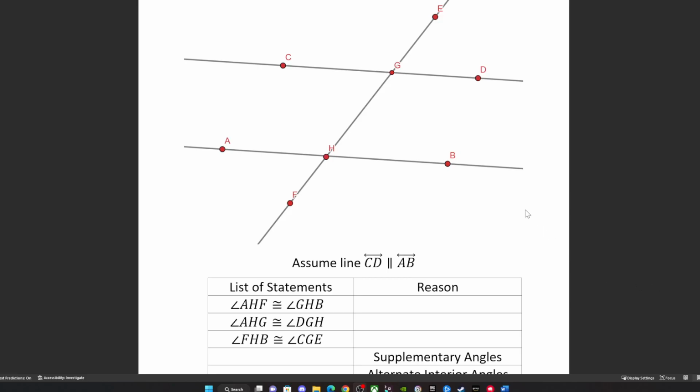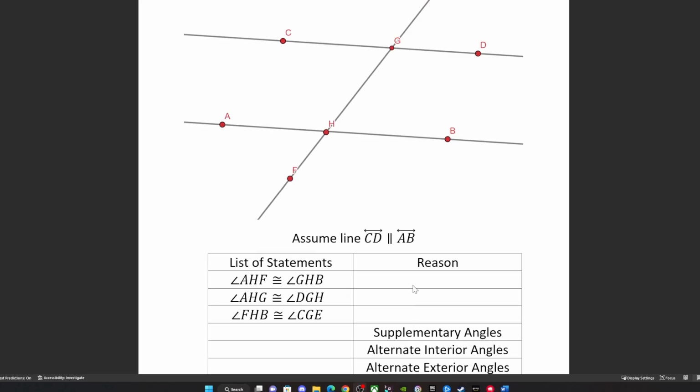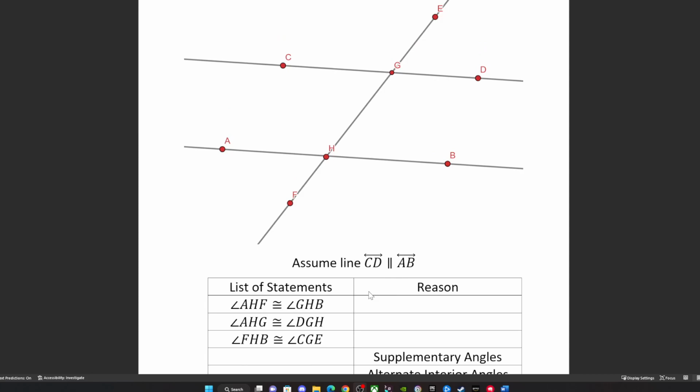Okay guys, so in this video I'm just going to briefly go over some of the solutions to the study guide. I'm not going to go over everything, but some of it. So let's begin with the first diagram that I gave you. I'll just give you the first three.